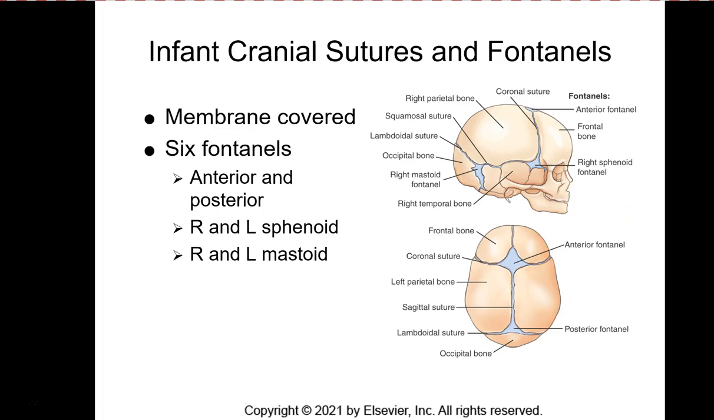Ossification, remember that's when cartilage turns to bone, of the individual cranial bones is incomplete at birth, and the sutures are membrane-covered spaces that fill in soon after birth. So you can see that in the infant skull, there's a lot more space here, and that allows for growth.